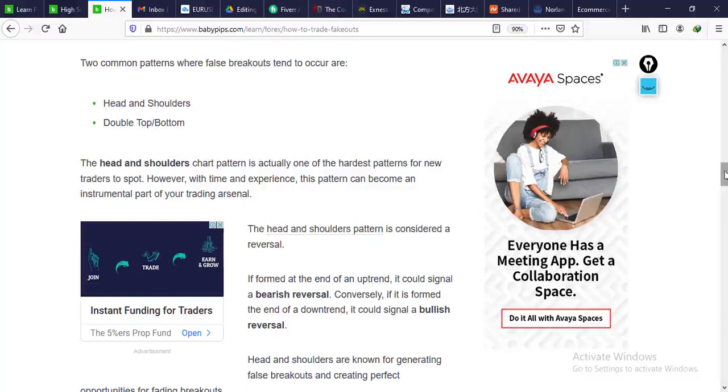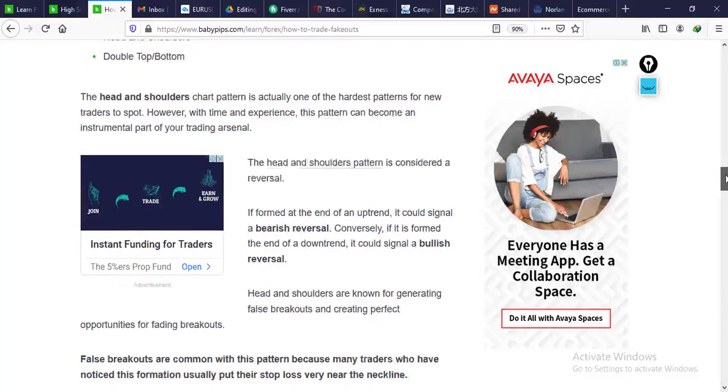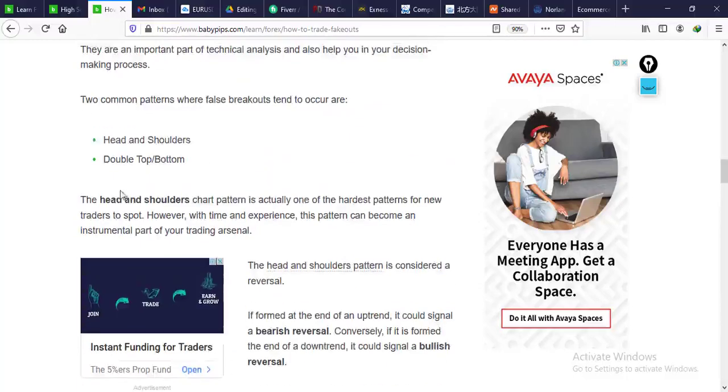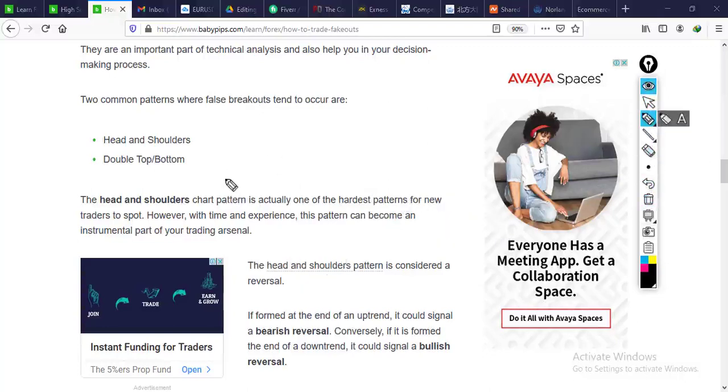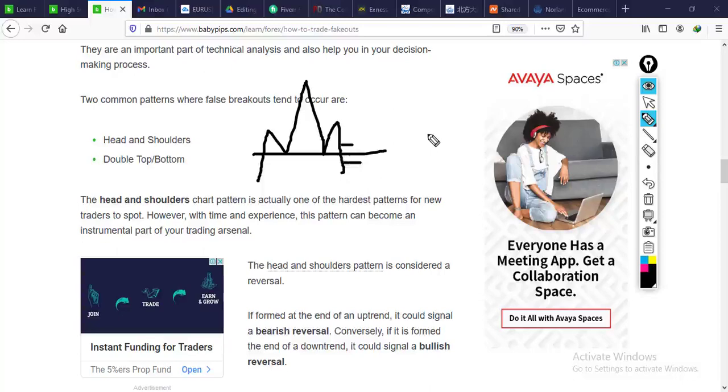And they know how you and I will trade as well. The retail traders, they know how we trade. They know that once we spot a head and shoulders, we are more likely to enter a trade. This is the neckline. We'll put our entry here and we'll place our stop above the neckline. I mean, that is what many of the gurus out there on YouTube teach, right? And that is what I also learned.